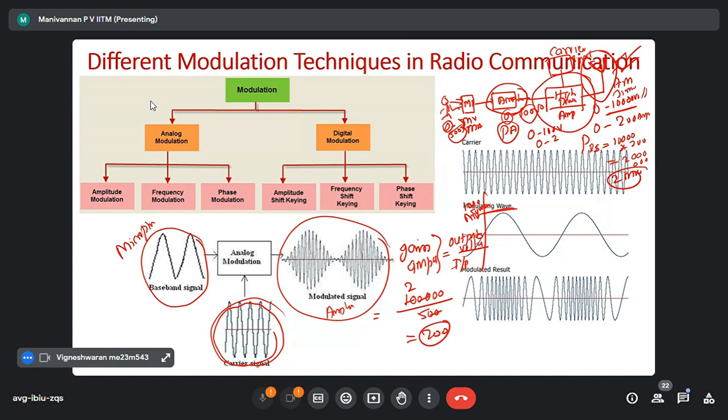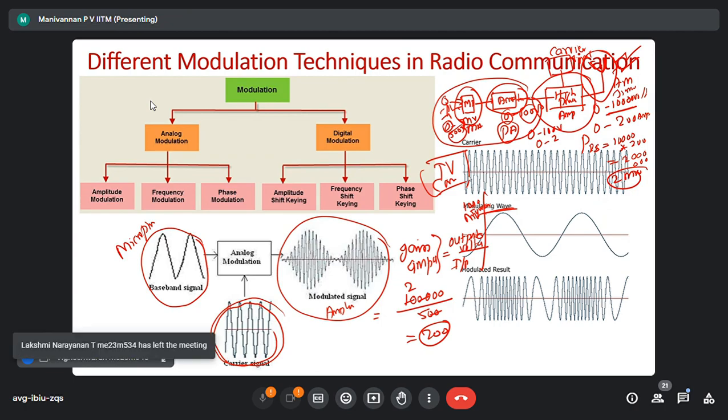Now, one thing I want to tell you about why I'm talking about this. I want to transmit my voice signal or the TV signal, which is picked by the microphone or a TV camera. That signal I want to reach the user who is away, 100 kilometers, 10 kilometers, 10,000 kilometers, 5,000 kilometers, whatever it may be.